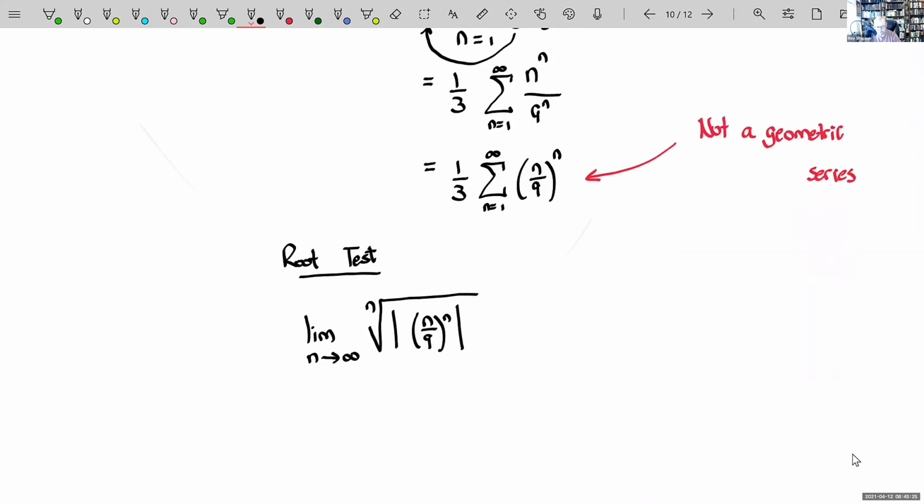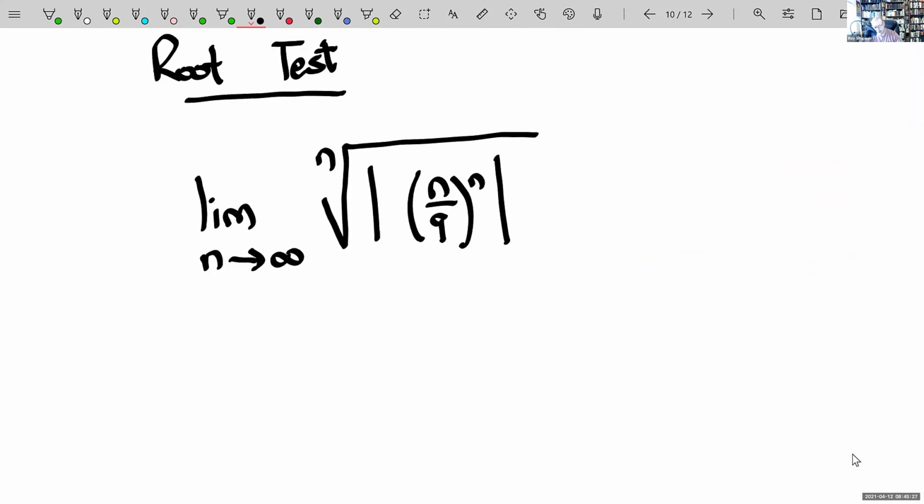All right, let's go ahead and make a couple mentions here. One thing to mention is that n over 9 is always positive because n's going to infinity. So I don't need the absolute values.